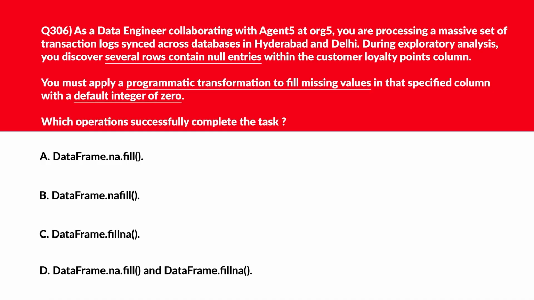Alright, now let's look at this. We need to apply a programmatic transformation to fill missing values in the specified column with a default integer of 0. Option A says dataframe.na.fill. Identifying only one correct function neglects the officially supported alias that performs the exact same programmatic operation.